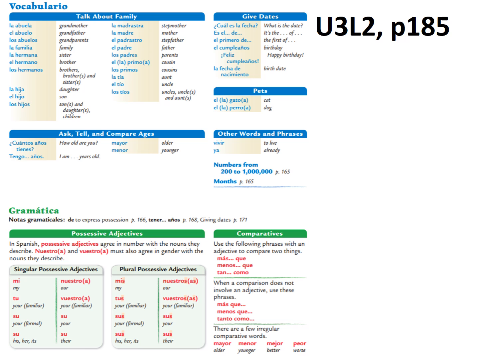Tengo blank años. I am blank years old. Mayor, older. Menor, younger. Other words and phrases. Vivir means to live. Ya means already.